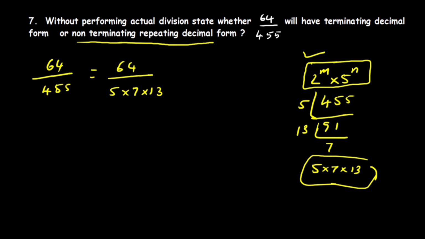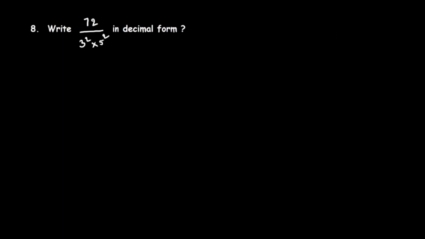So the next question is 72 divided by 3 square into 5 square. Yes, 3 square into 5 square. So we can check this one right in the decimal form. Okay, so 72 divided by 3 square is 9, right? And this is 5 square. Just leave it that 5 square like this only.